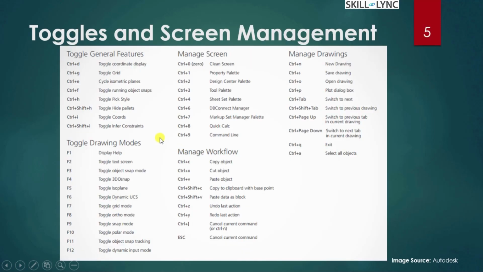So next, we have the toggles and screen management buttons. So here, using the control options, we have a combination of control plus numerical and control plus alphabets. Based on this, we can toggle different modes, and for opening up the different screens, you have the control plus numerical option. For example, if you want to open up the quick calculator, then control plus 8 will help you.